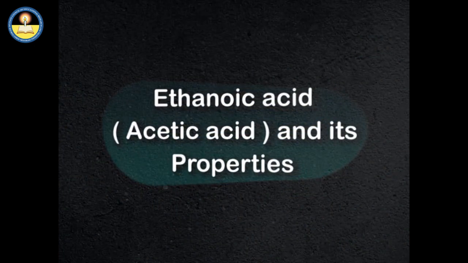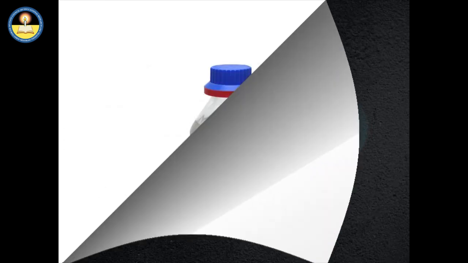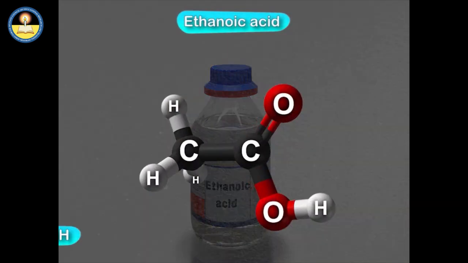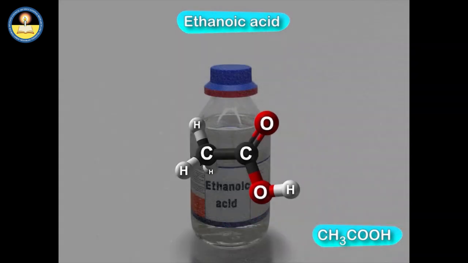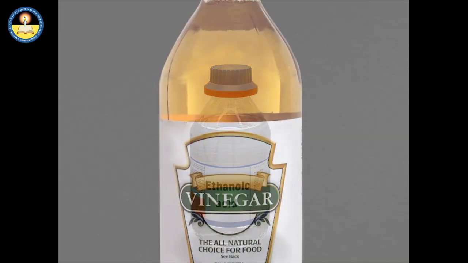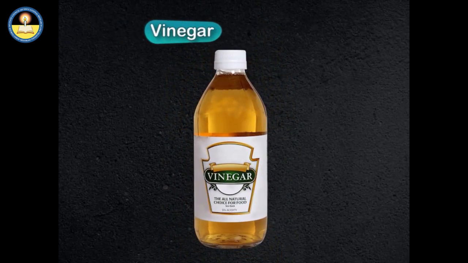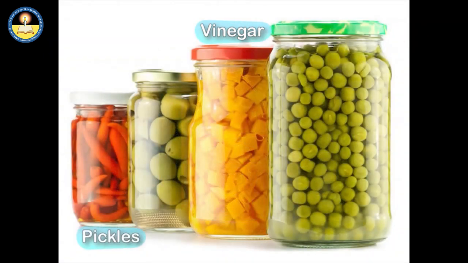Ethanoic acid, acetic acid and its properties. The molecular formula of ethanoic acid is CH3COOH. Ethanoic acid is commonly called acetic acid and belongs to a group of acids called carboxylic acids. A 5 to 8% solution of acetic acid in water is called vinegar and is used widely as a preservative in pickles.